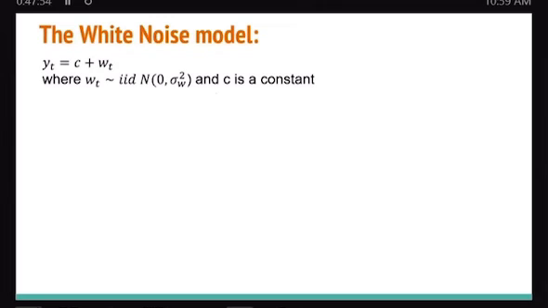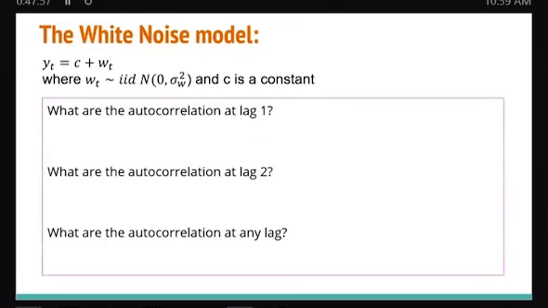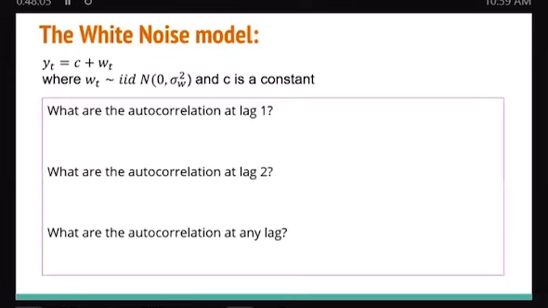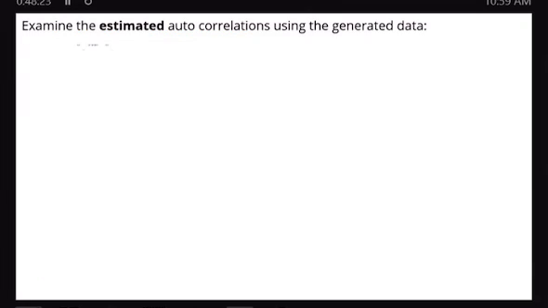So, revisiting the white noise model: the autocorrelation at lag 1, lag 2, lag 3. Can somebody tell me what the autocorrelation at lag 1 for white noise is going to be? Lag 2, lag 3, up to lag K is going to be 0 under the assumption.